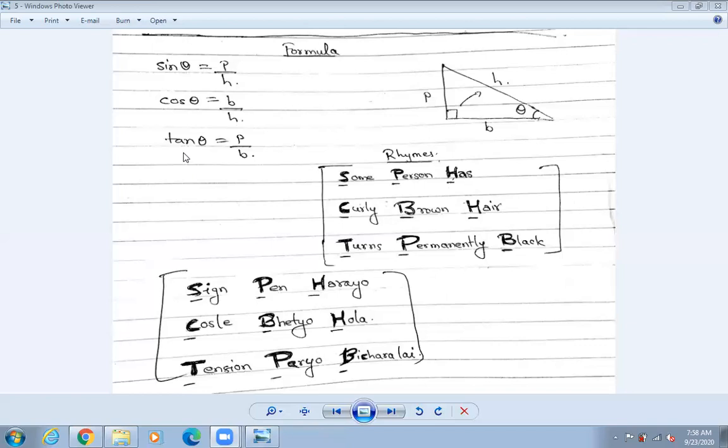When you become old, you can teach this to your grandchildren too. Okay, so let us learn this rhyme. Some person has curly brown hair turns permanently black. A person had curly brown hair, it is said.